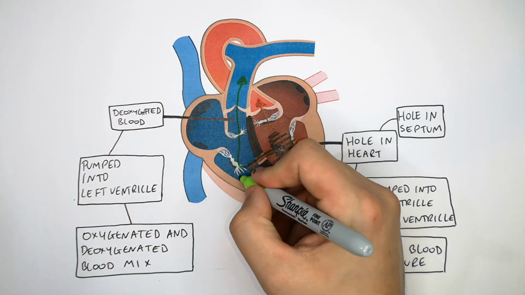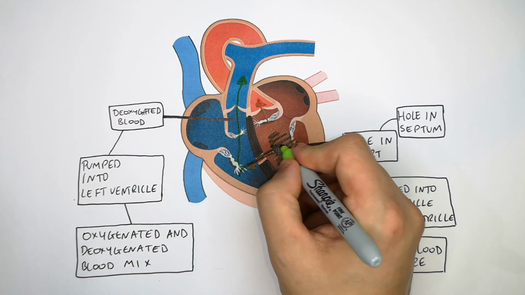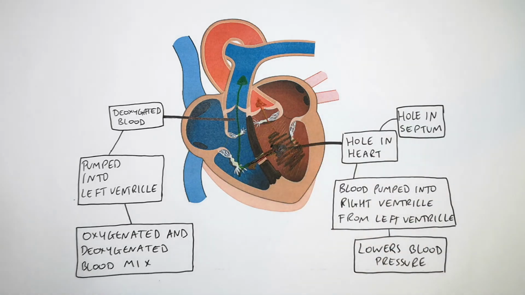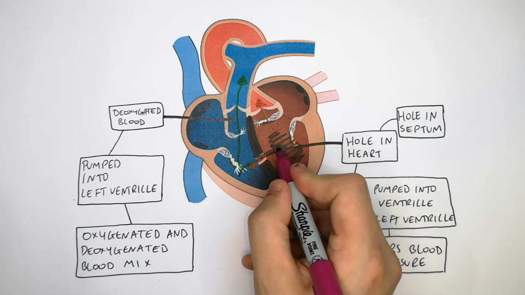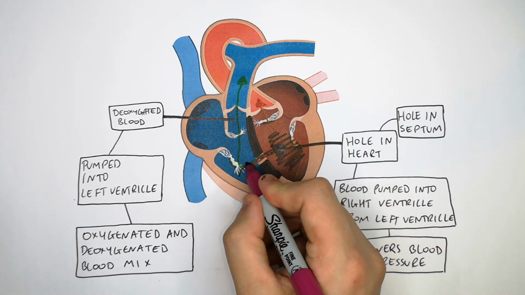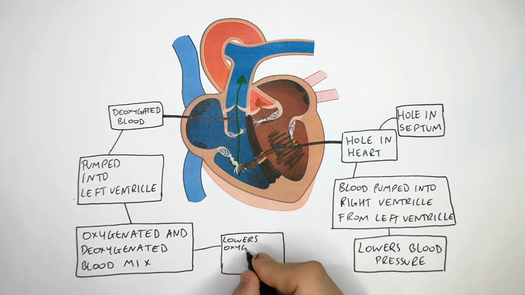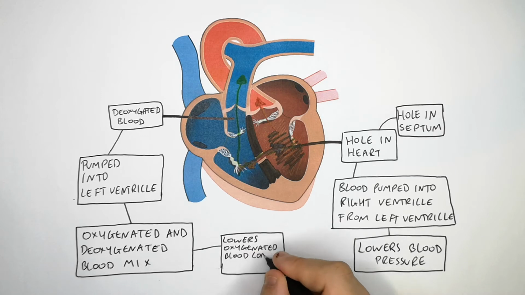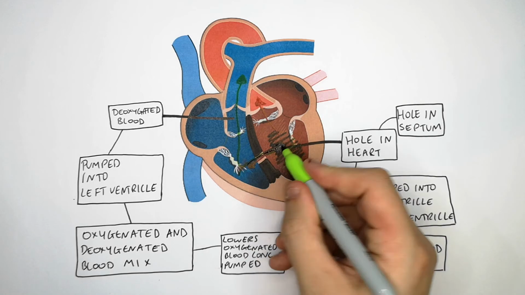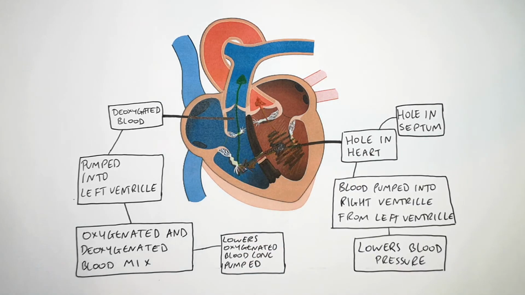As you can see here, deoxygenated blood enters from the right ventricle into the left ventricle, and oxygenated blood enters the right ventricle. So this will then lower the oxygen concentration within the blood that is pumped from the left ventricle around the body.